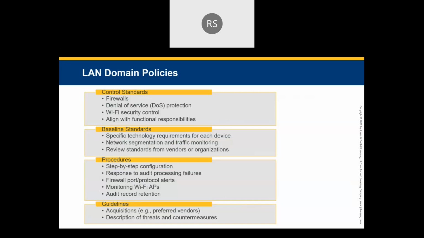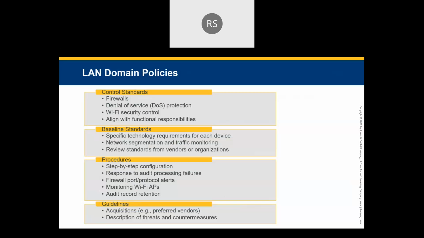Once again, procedures in the LAN domain are going to outline the step-by-step instructions for various activities related to network management and security. They may include the configuration and maintenance of the network devices, the response to audit processing failures, monitoring the firewall port for protocol alerts, regular monitoring of Wi-Fi access points, and the retention of audit records. So these procedures provide clear guidance on how to perform specific tasks and ensure that proper security measures are in place.